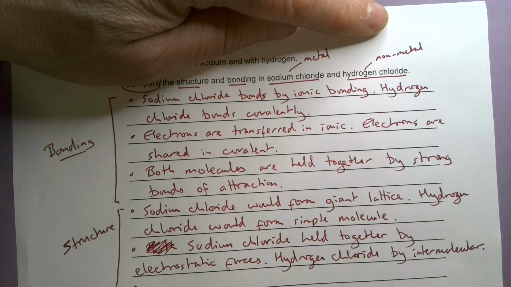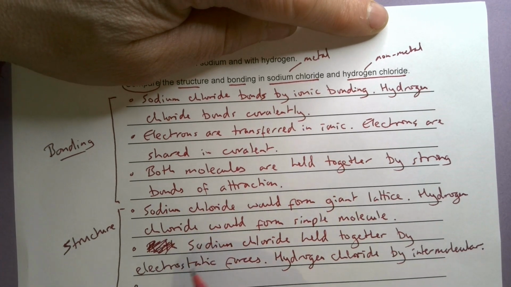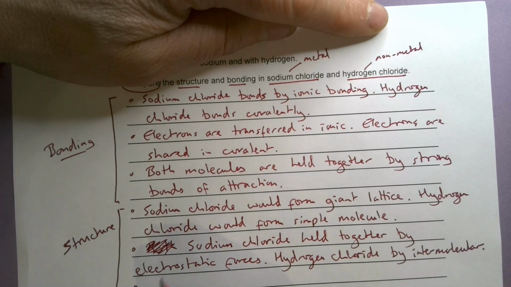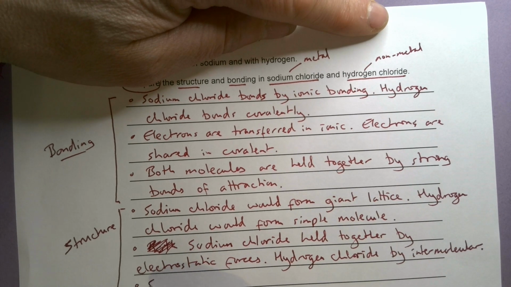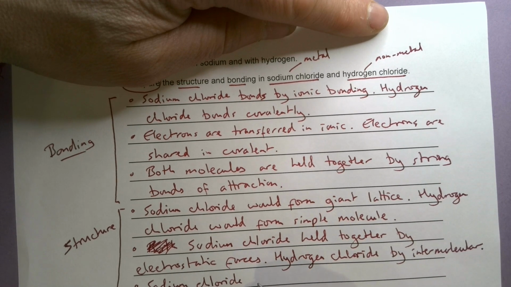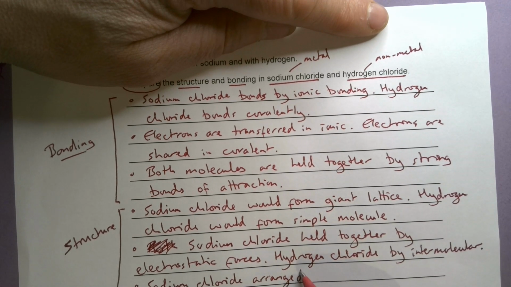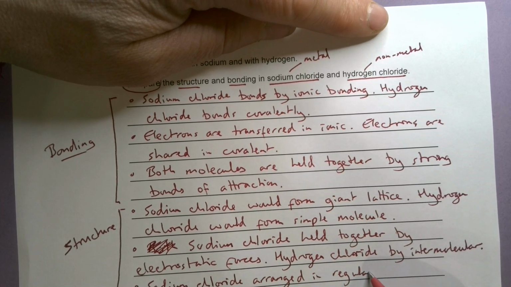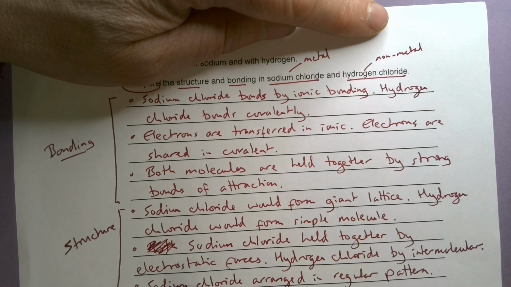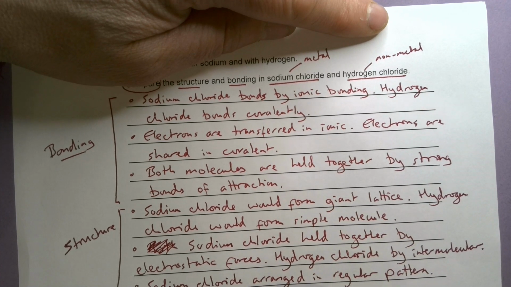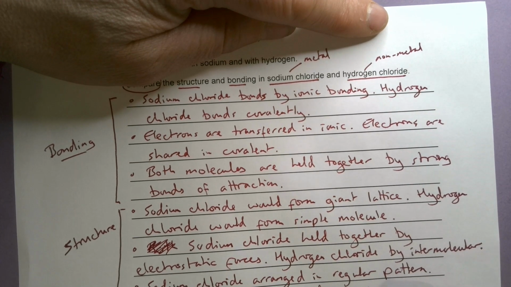What else can we say about the structure? Oh, actually, in terms of the structure, a lot of sodium chloride arrange themselves in a regular pattern. So sodium chloride is arranged in a regular pattern, whereas hydrogen chloride, each one goes off and does its own thing. Hydrogen chloride is in a random arrangement.